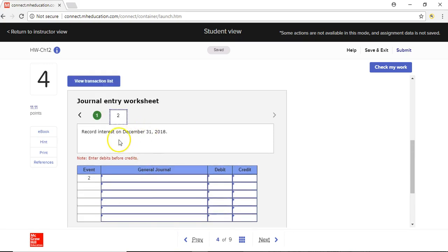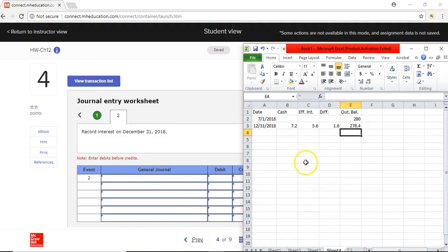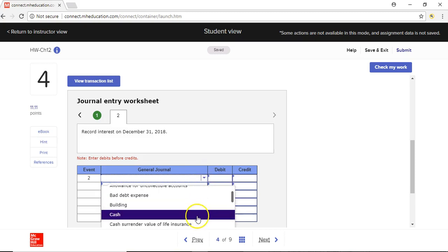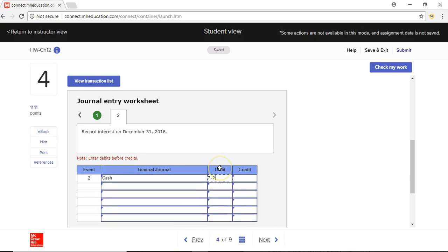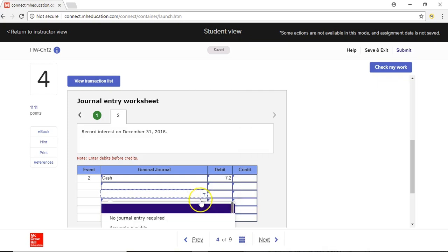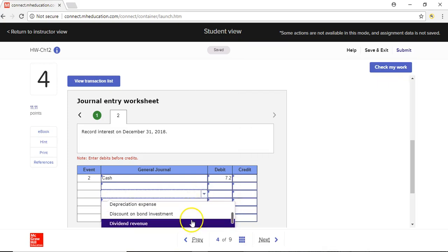The second journal entry says to record interest. On December 31st, they received cash of $7.2 million. Effective interest is the interest revenue on the income statement. So we credit interest revenue.